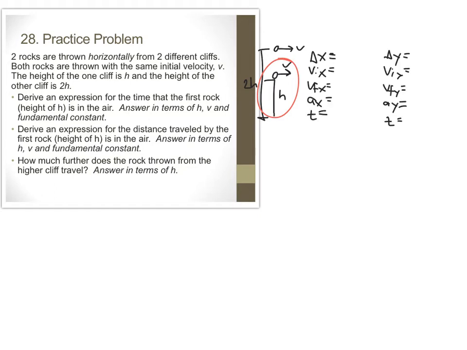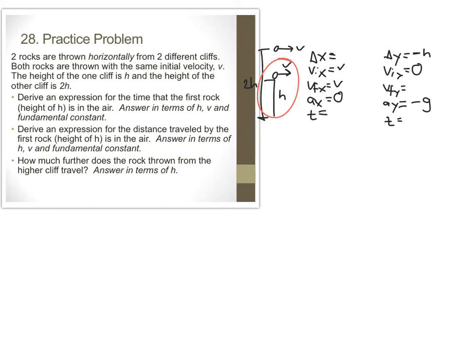Okay, so we're going to set up our charts here in both the x and y direction. In the x, we know it's launched with a velocity of v. That will also be the final because the acceleration is 0. We, of course, always know that. In the y direction, it's thrown horizontally, so our initial velocity is 0. It's thrown from a height of h. That means our y displacement is negative h, and our y acceleration is going to be negative g.